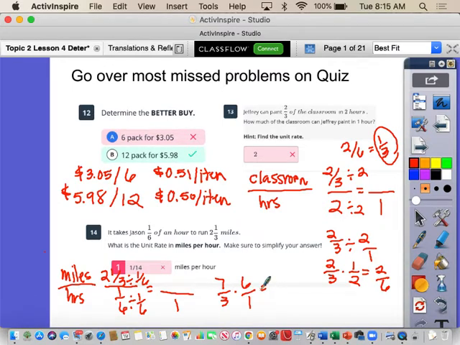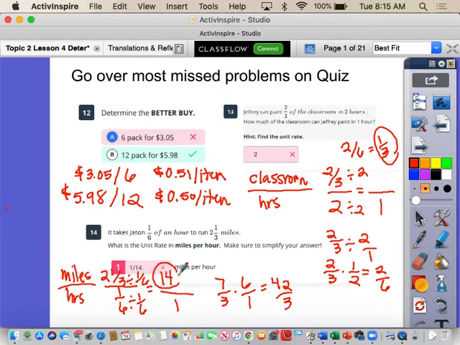7 times 6 is 42. And 3 times 1 is 3. And then I think that can be simplified. Can I divide 42 by 3? Yes. And I should get 14. So 14 miles per hour.